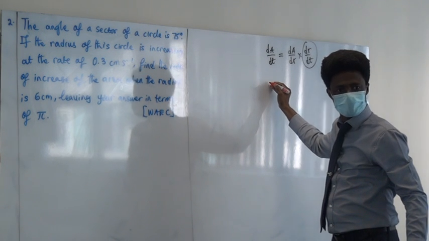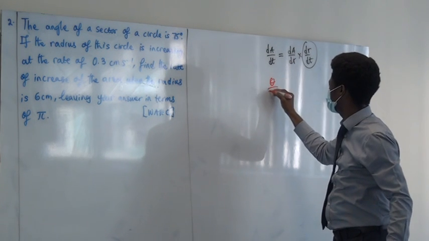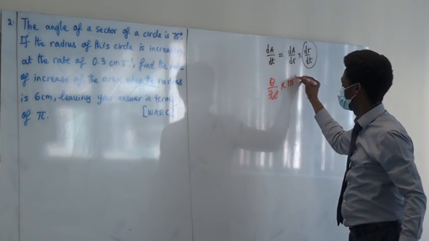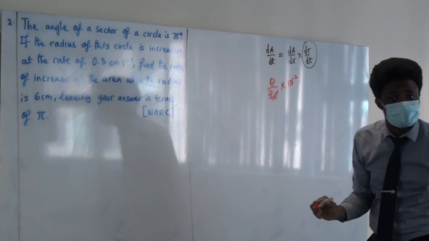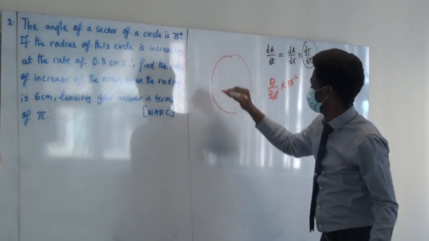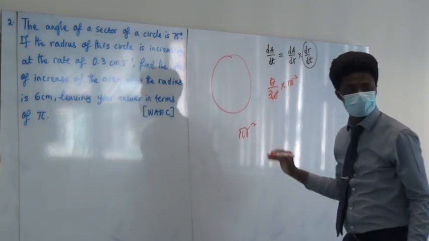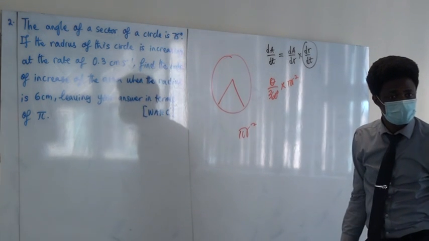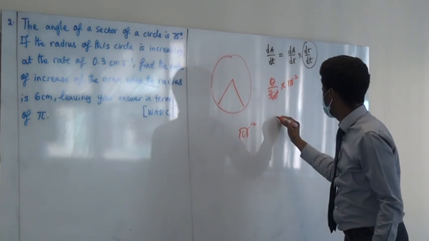Angle over 360, so theta over 360, times pi r squared. If you are confused, this is how I learned it. Area of a circle is pi r squared, right? A sector is just a fraction of it. What fraction?